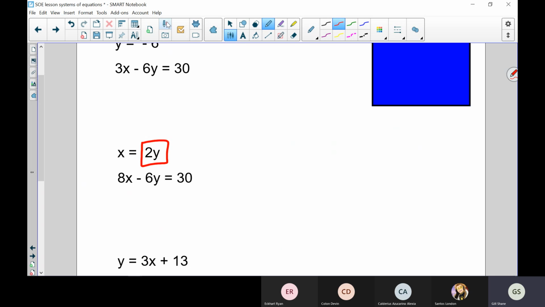I know x is 2y. That means everything in that box is the same thing as x. So I can come to the other equation and get rid of x. I don't need that anymore. I know x is the same thing as 2y.